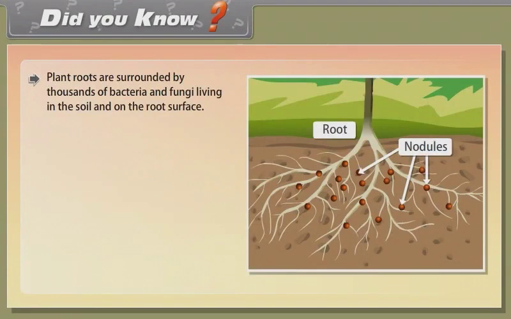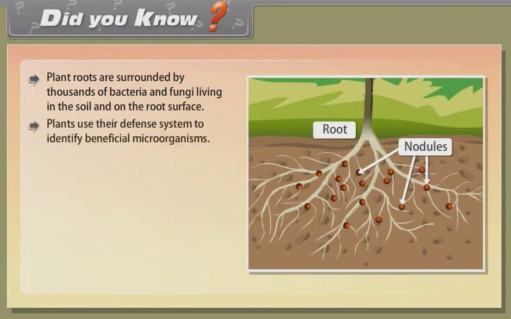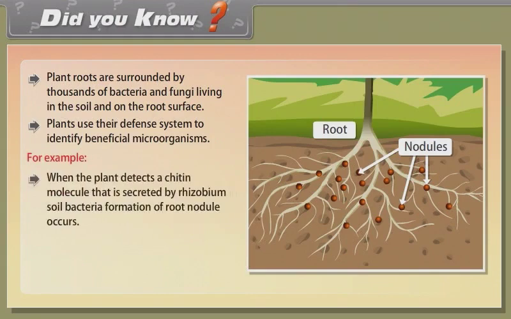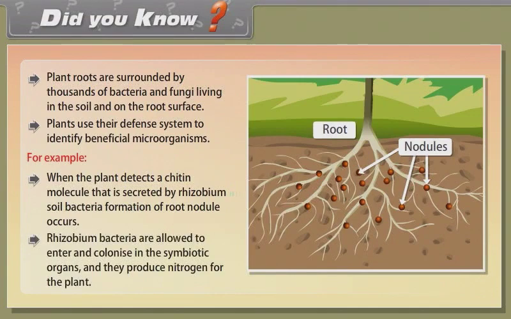Did you know? Plant roots are surrounded by thousands of bacteria and fungi living in the soil and on the root surface. Plants use their defense system to identify beneficial microorganisms. For example, when the plant detects a chitin molecule that is secreted by Rhizobium, a soil bacterium, formation of root nodule occurs. Rhizobium bacteria are allowed to enter and colonize in the symbiotic organs, and they produce nitrogen for the plant.